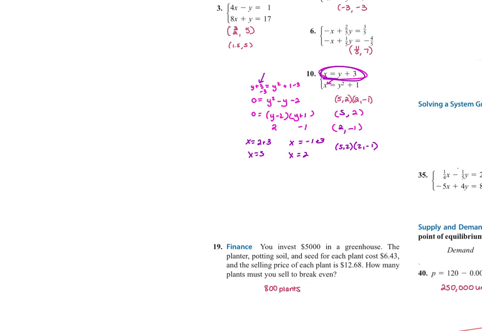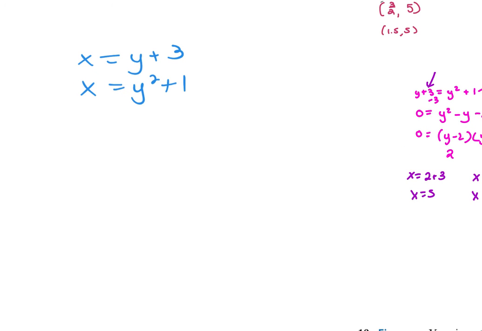All right, so 10 has x equals y plus 3 and x equals y squared plus 1. As soon as you see the squared and the non-squared, realize that this is going to involve factoring. So I want to combine these. You could either do substitution. So I could take this and plug it in for the x here, and I'd get y plus 3 equals y squared plus 1, and I'd get everything to one side, and I'd factor it.